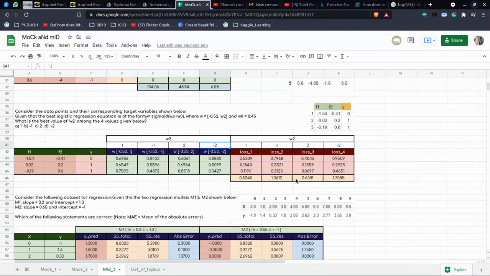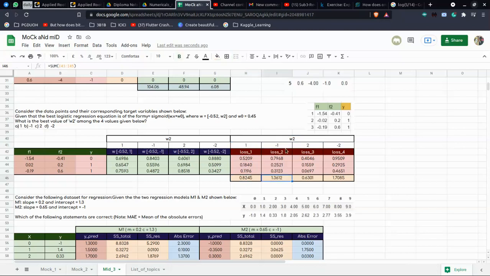Now let's see what is the best choice of W2. So how can we do that? First calculate the loss. That means with W2 equal to 1, how much loss is this model making? If y equal to 0, then we take log of 1 minus p, otherwise minus log of p, right? So I have written this log loss formula here using the if condition.